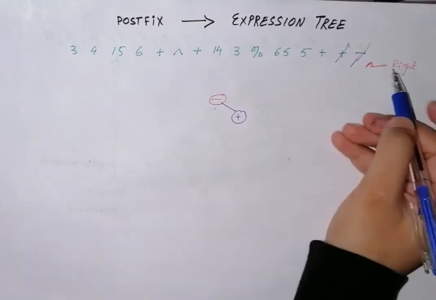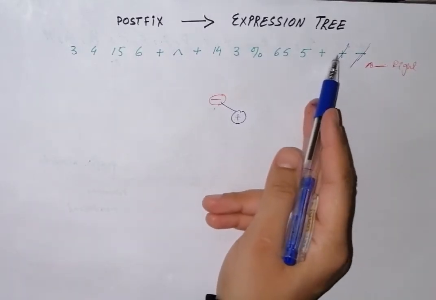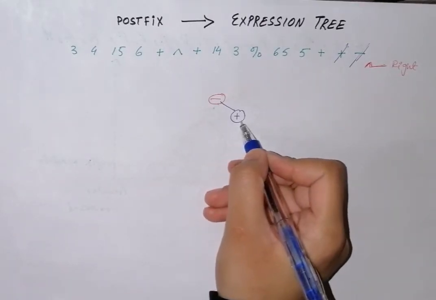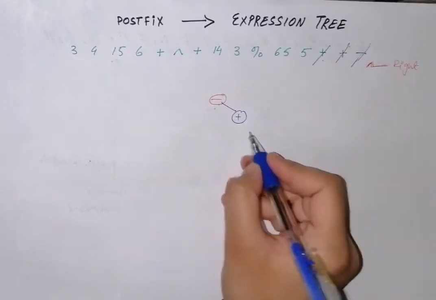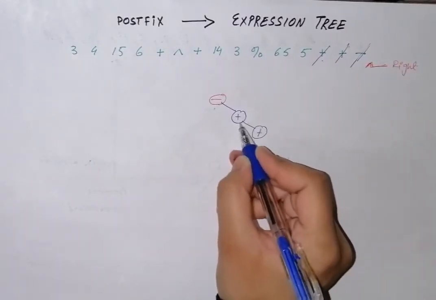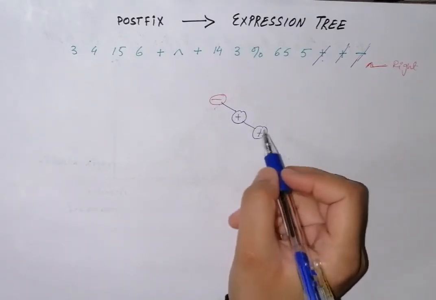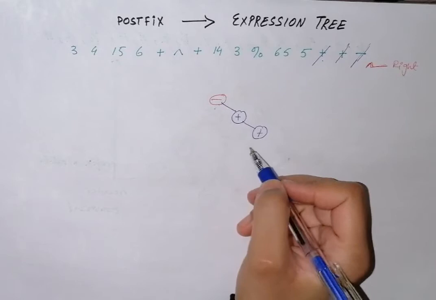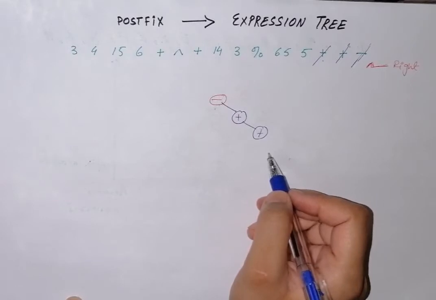Just remember one thing: since we are reading the expression from the right, we will try to insert the very next character at the right side of the parent node. So the next character that we encountered is my plus. This plus will become the right child of the parent node. Here you can see that I am adding nodes towards the right side of the immediate parent node, and I'll continue doing so until I reach an operand.